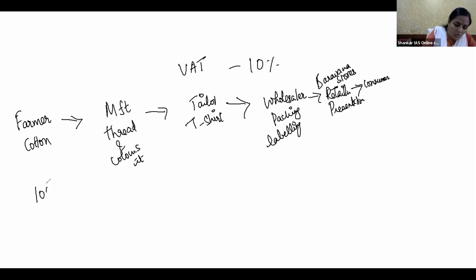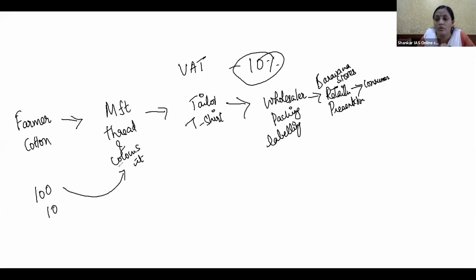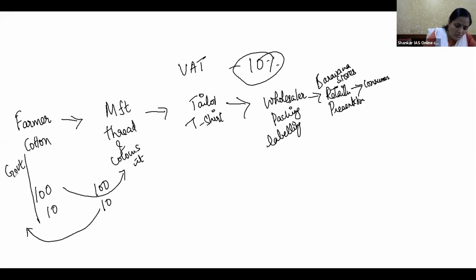The farmer sold the cotton for 100 rupees to the manufacturer, right? 10% is the rate of taxation levied upon whatever sales you are doing. So how much is 10% of 100 rupees? 10 rupees. So he sells it for this particular price to the manufacturer. The manufacturer gives 100 rupees to the farmer and 10 rupees will go to the government. Everybody agreed?